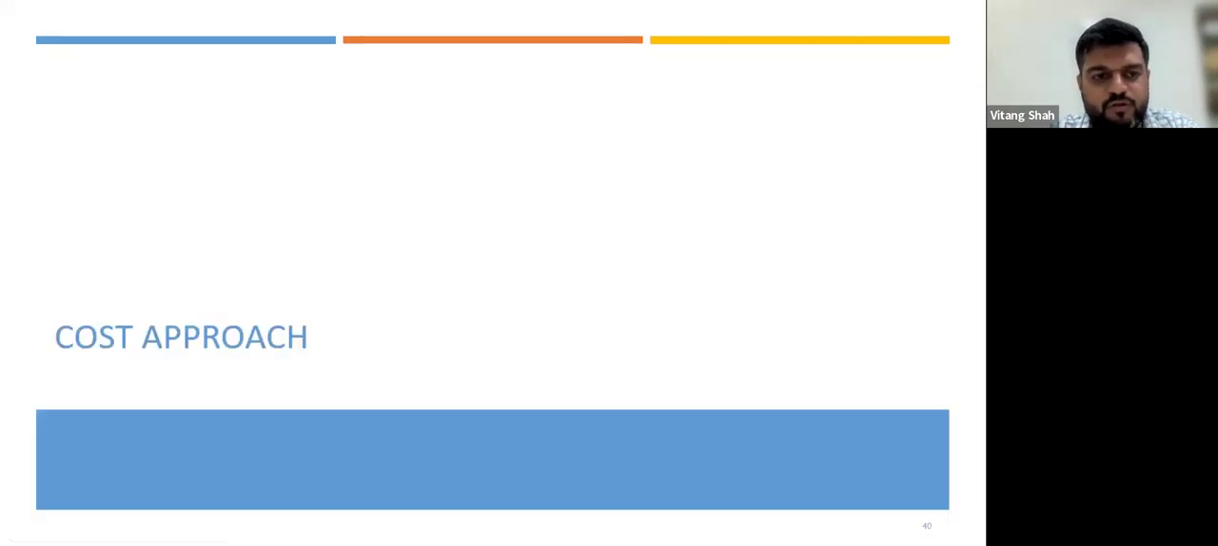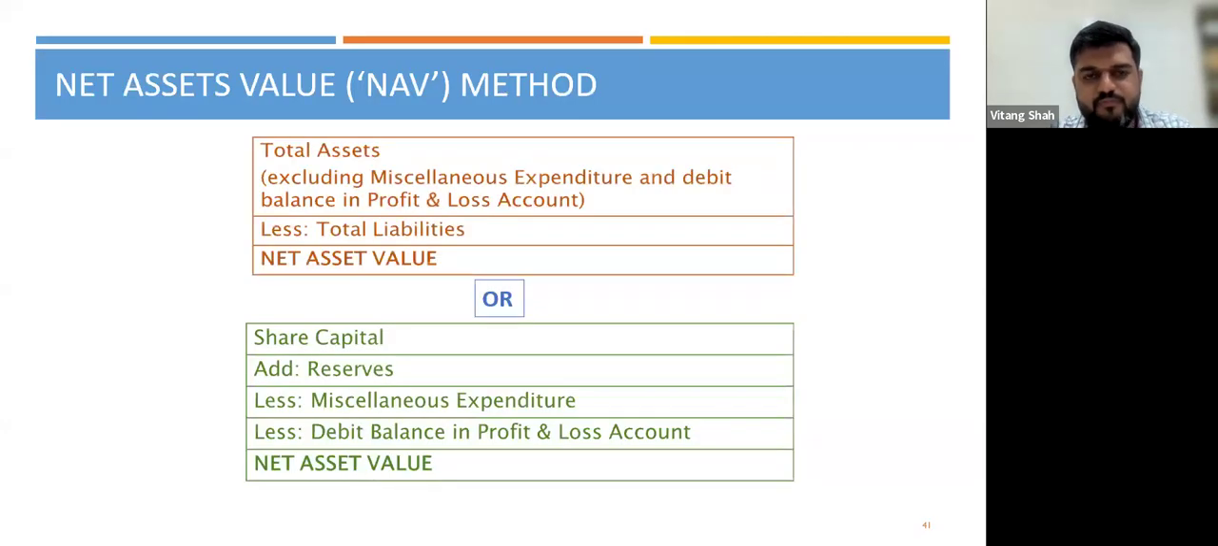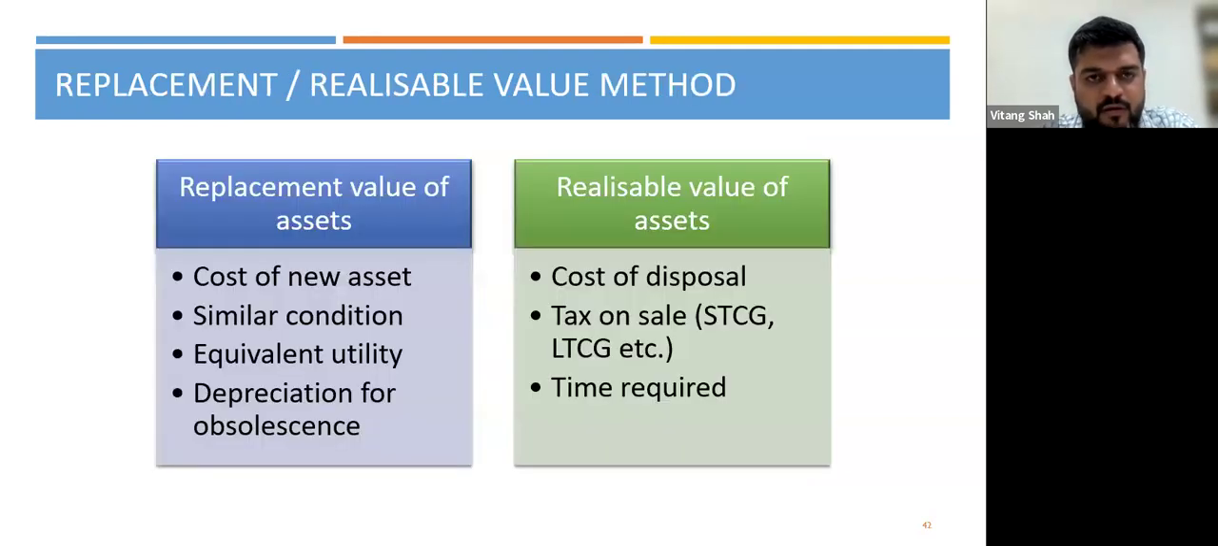Okay, I'll move on to the cost approach. So under the cost approach, as I said, there is this net asset value method, wherein it is nothing but your total assets less your total liabilities other than your equity share capital and your reserves and surplus. However, there is a replacement value method or a realizable value method.